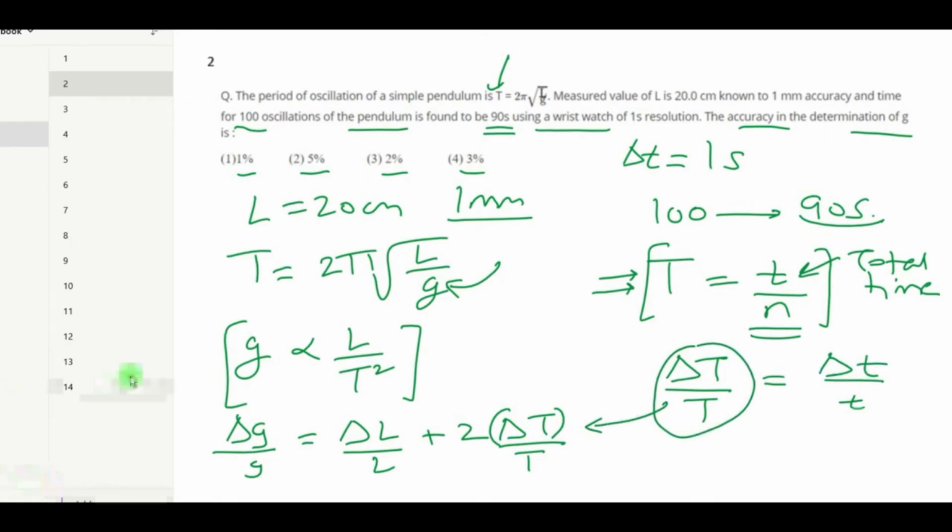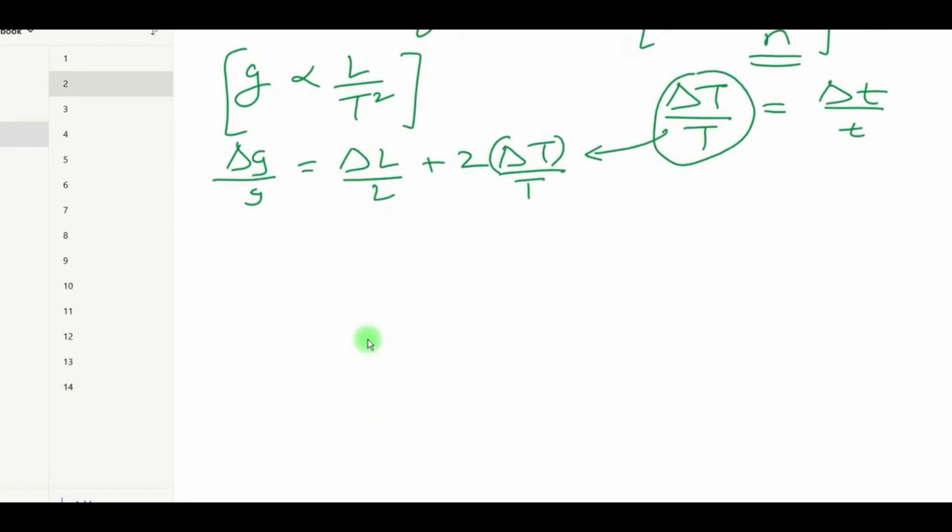Let's see what we get. Let me scroll this down. This is equal to delta L by L plus 2 times delta T divided by small t.